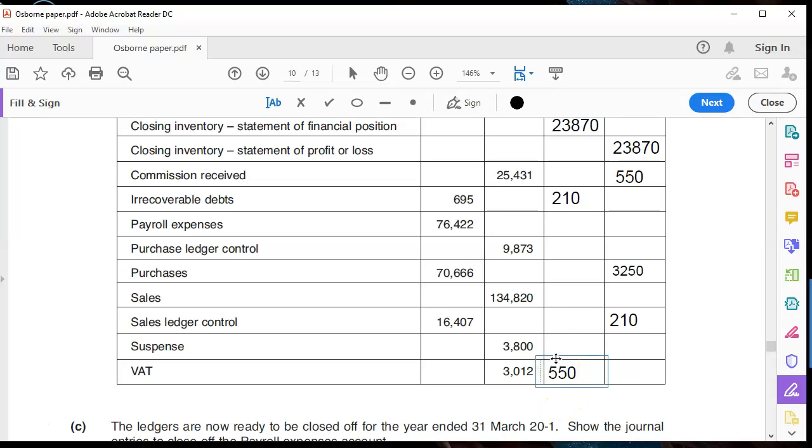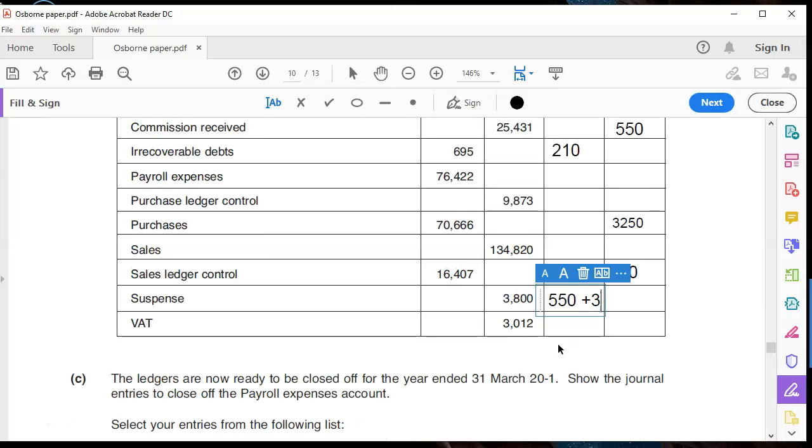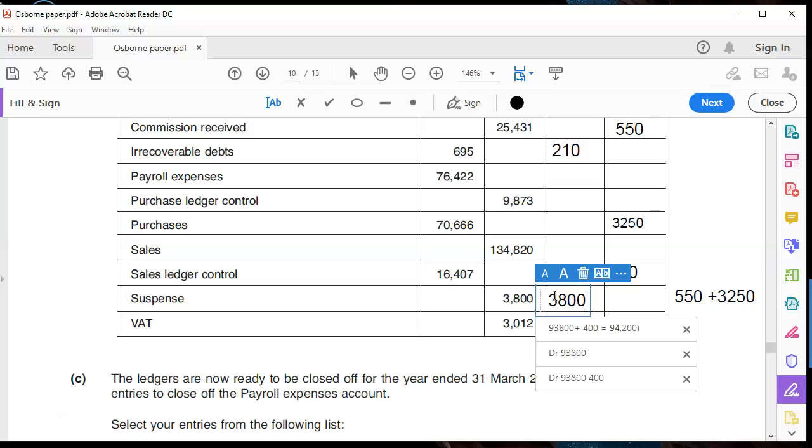This 550 was from the commission received. It should be in the suspense account, but by mistake I put it into the VAT account. So you had 550 for the commission received already, and now 3,250 from the purchases. So 550 plus 3,250 on the debit side, you now have 3,800. So I am putting this calculation here on the side and showing 3,800 here.